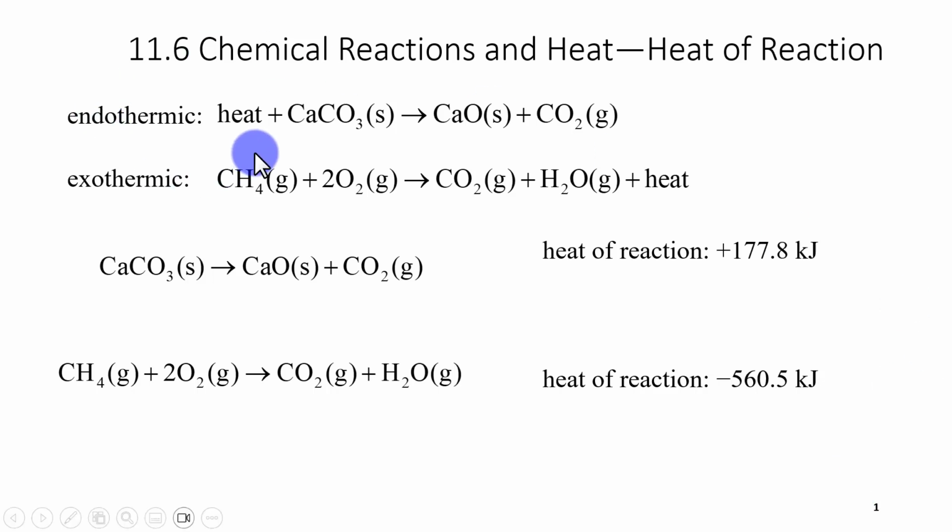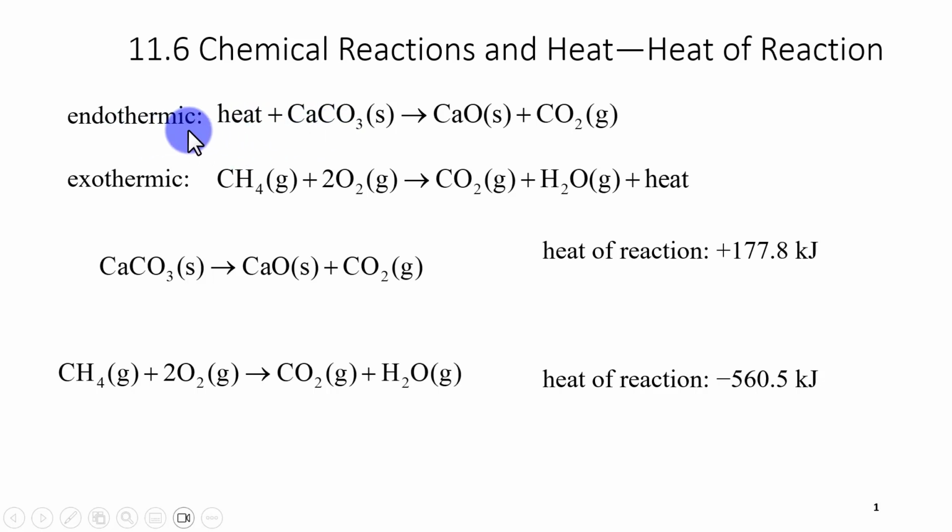First of all, let's talk about some definitions. We have two types of chemical reactions as it relates to heat of the reaction. One is called an endothermic reaction, and the other is called exothermic. In an endothermic reaction, we need to have heat for it to actually occur. And heat is typically written as another reactant.